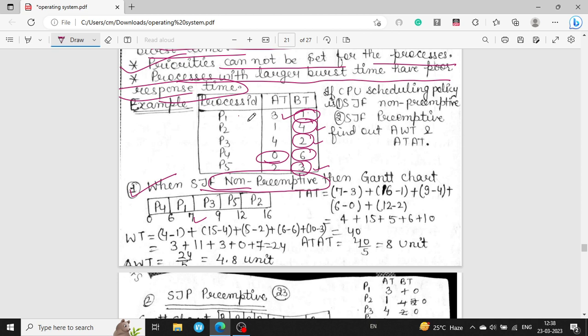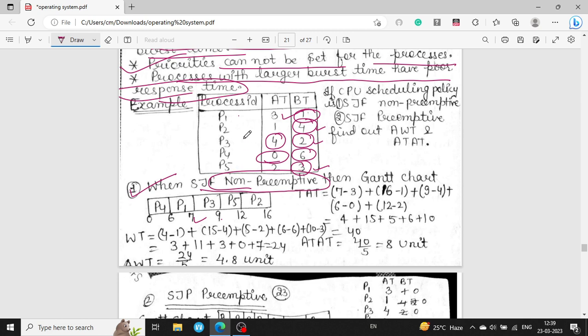Now after P1, processes P2 and P3. P2 uses the CPU for 4 seconds, but P3 uses the CPU for only 2 seconds. And after 3 milliseconds, P3 came. So we write P3 here. P3 uses 2 seconds, 7 plus 2, 9. After that, you can see 4 and 3.